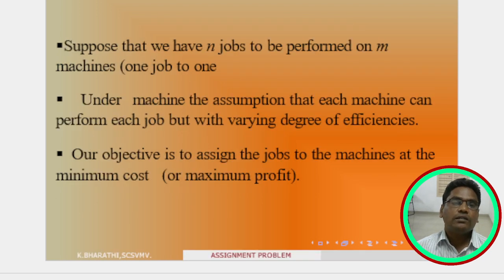Suppose that we have n jobs to be performed on m missions. One job is to be assigned to only one mission, under the assumption that each mission can perform each job but with varying degrees of efficiency. Our objective is to assign the jobs to the missions at the minimum cost or maximum profit.